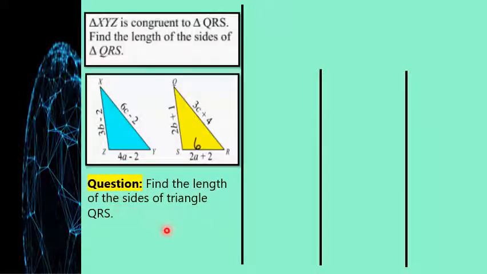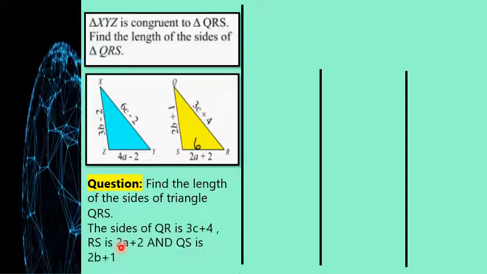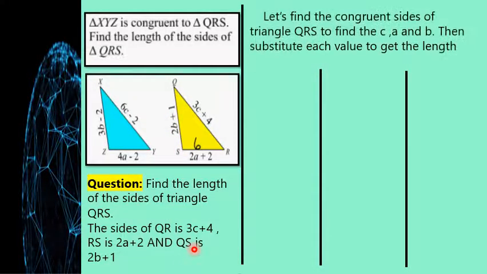Question: find the length of the sides of triangle QRS. So the size of QR is 3c plus 4, RS is 2a plus 2, and QS is 2b plus 1. Okay, now we're going to find c, a, and b. Then we have to substitute each value to get the length. So let's have the congruent sides. Line segment QR is congruent to line segment XY. So we're going to find c.